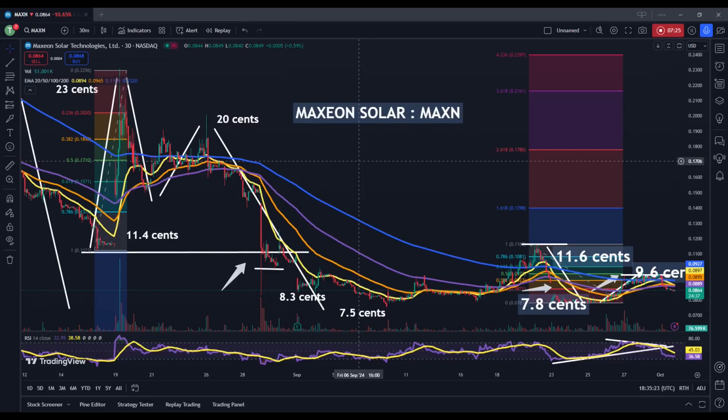So here's the current stock market update for MAXEON Solar Technologies, stock ticker MAXN.